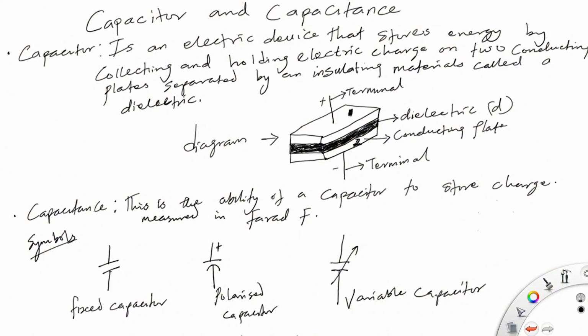Okay, so we can now say capacitance. This is the ability of a capacitor to store charge, and the capacitance is measured in what we call farad, F, capital letter F. So the symbols below, let's now consider them. We can see for this we have a fixed capacitor, and this symbol is for a polarized capacitor. It has polarity. This is the positive and this is the negative side, and this is a variable capacitor.